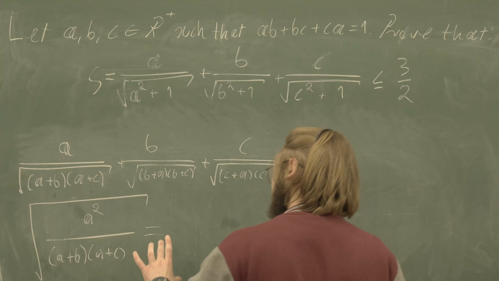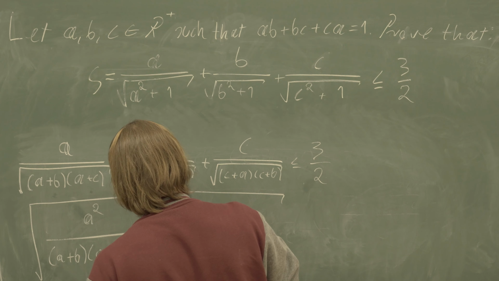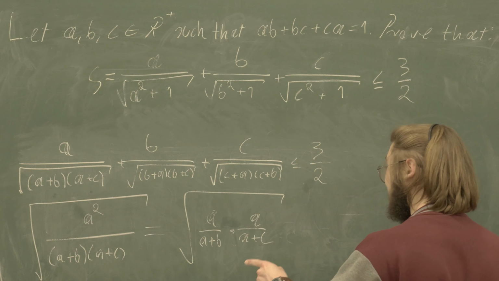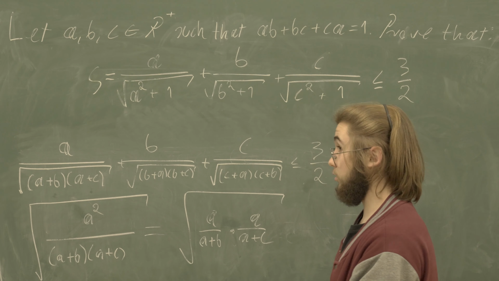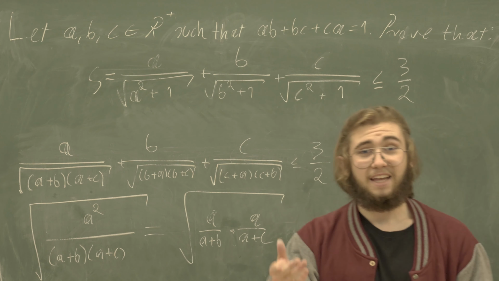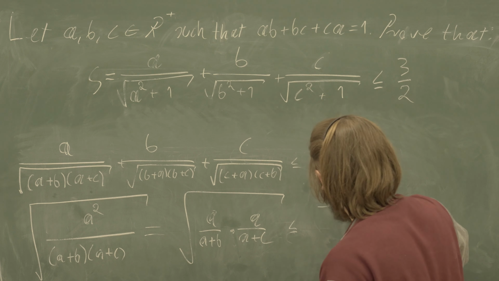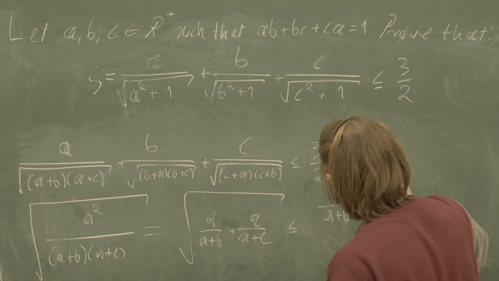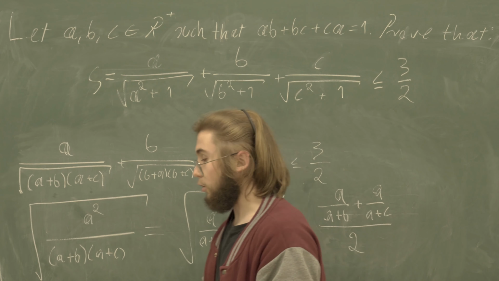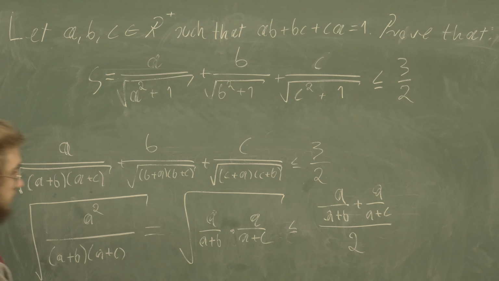But now we can go on and separate the fraction which is inside of the square root, getting what? Getting a over (a plus b) multiplied by a over (a plus c). And that's nice because that's actually the geometric mean of a over (a plus b) and a over (a plus c). And so we can set an upper bound on this, and the upper bound is going to be a over (a plus b) plus a over (a plus c), all over 2, which is the arithmetic mean of those two terms. And we can do the same thing for all of the terms in our sum.